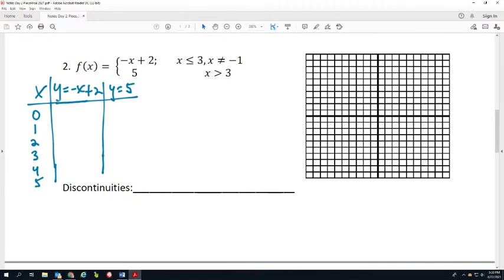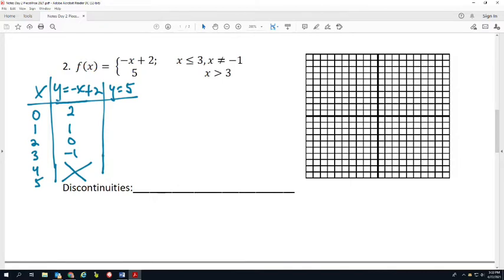Okay, on this next graph, we're going to graph this linear graph, -x plus 2. We're going to do it for all the x's less than or equal to 3, but we're going to exclude the point when x is -1. So I only want to see the parts that are less than or equal to 3, excluding that. If I plug in 0, I get 2. If I plug in 1, I get 1. If I plug in 2, I get 0. If I plug in 3, I get -1.